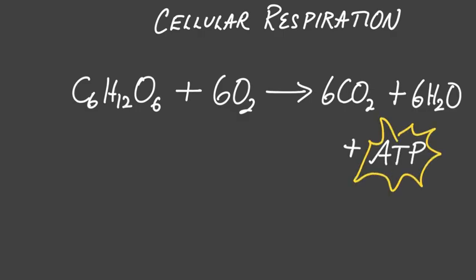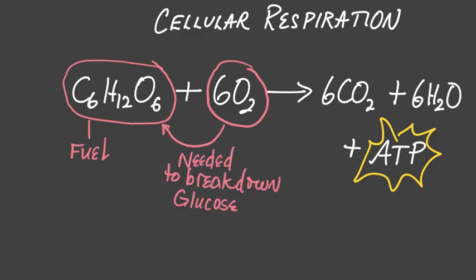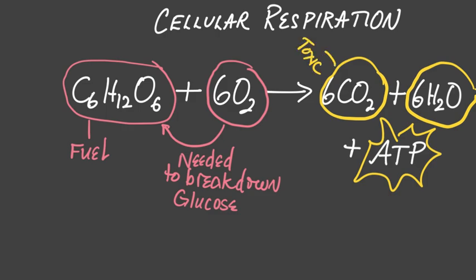Glucose is the fuel for cellular respiration, and this needs to be broken down. To break this down fully, we need oxygen. In the product side, carbon dioxide and water are the byproducts of this reaction. Carbon dioxide is a toxic byproduct that needs to be eliminated, and water is the useful byproduct. ATP is the most important product because this is what the cell needs.